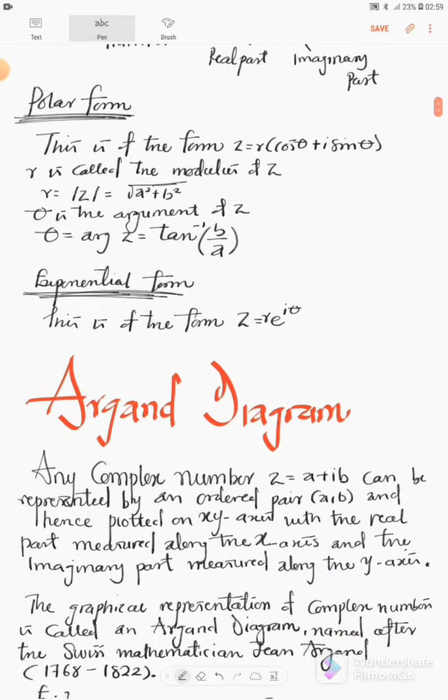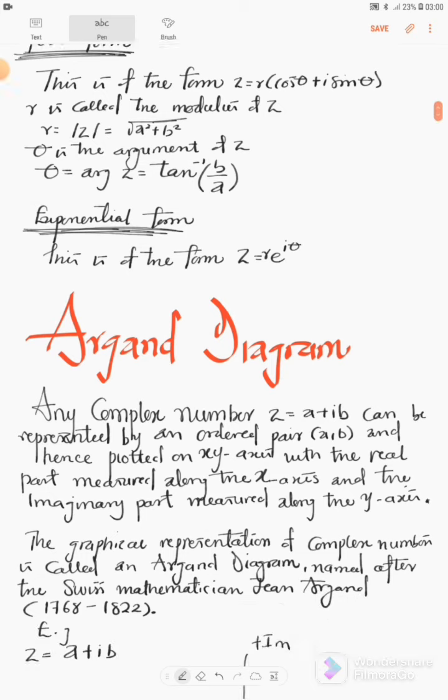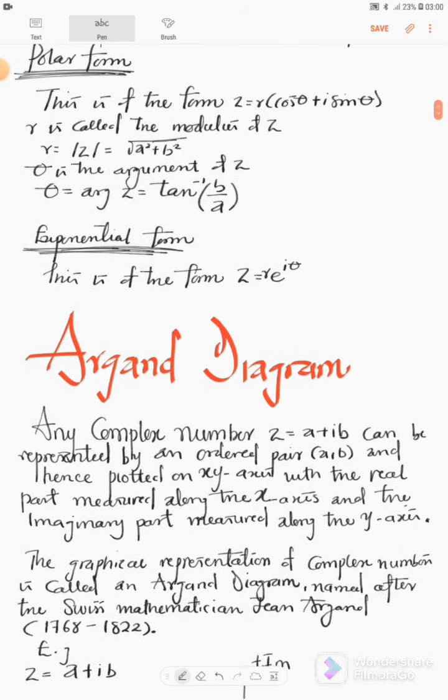Exponential form. This is of the form z equals r e to the power i theta. Not r exponential raised to power i theta now, but z equals r e to the i theta. We're moving fast at this pace.